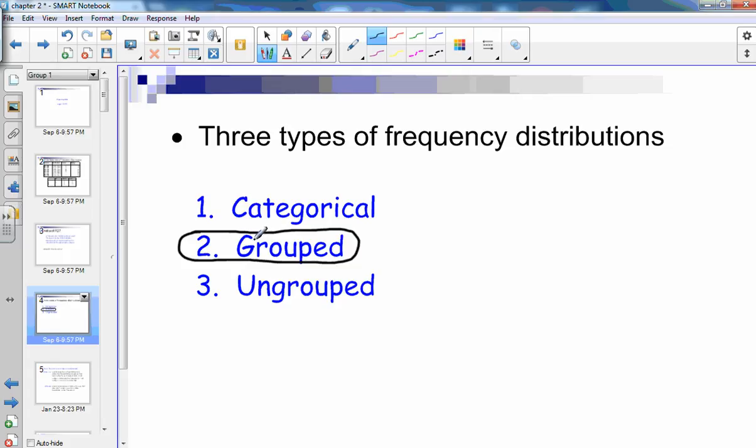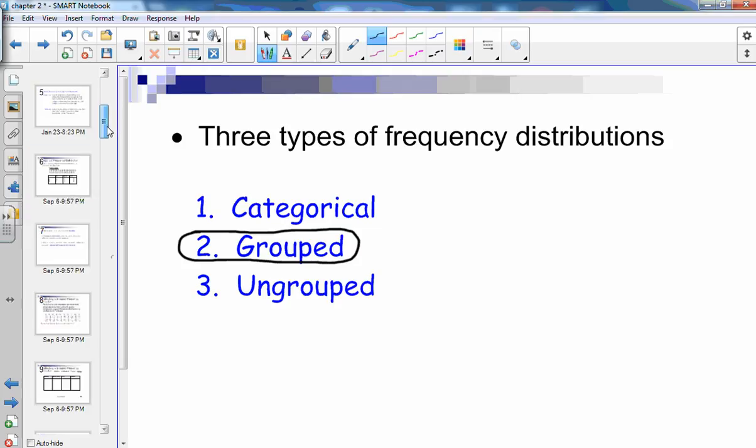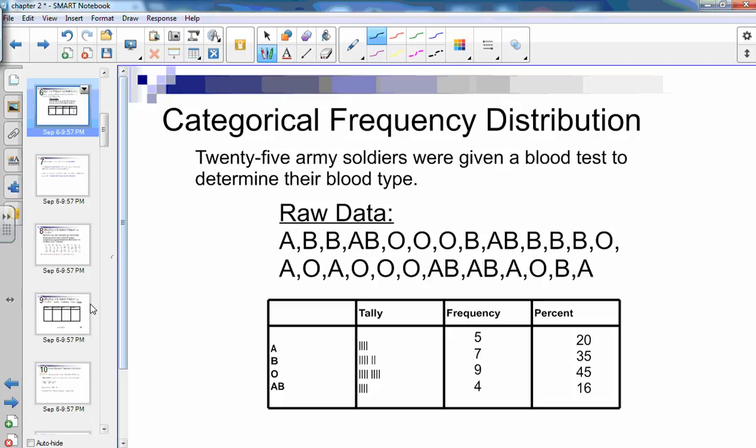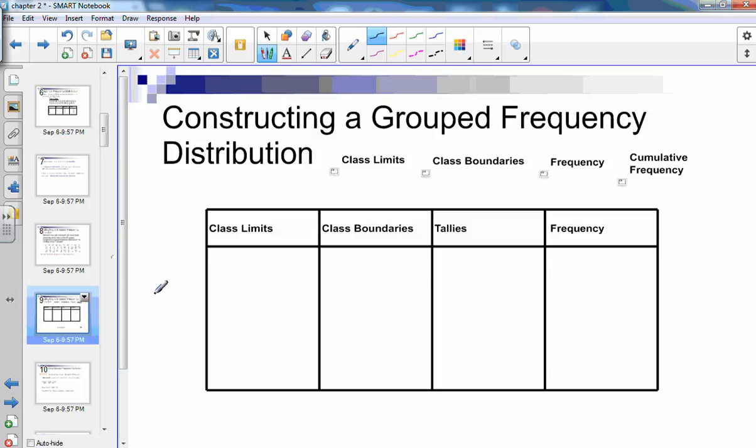The reason that we're focusing on the grouped frequency distribution is because that one is kind of the premise for a lot of other charts. For instance, the histogram, the frequency polygon, the ogive. It's kind of how to start each one of those. So here's the four main categories for when you construct your grouped frequency distribution. You need to construct class limits, class boundaries, and then you're going to do the tallies, and then calculate the frequency.